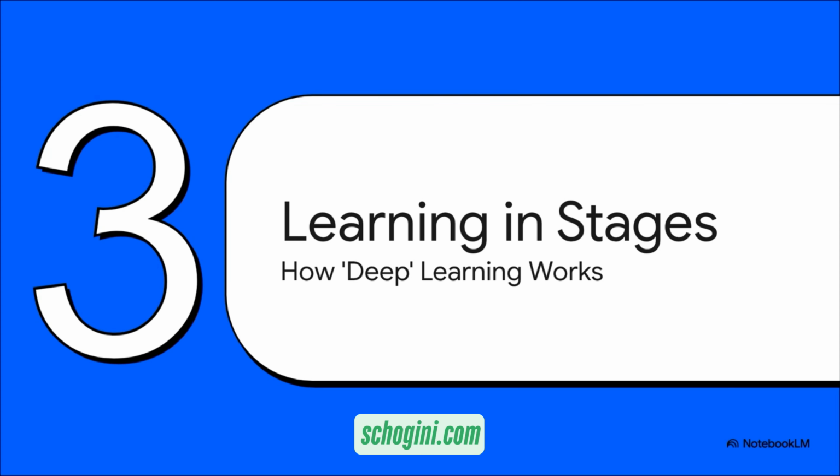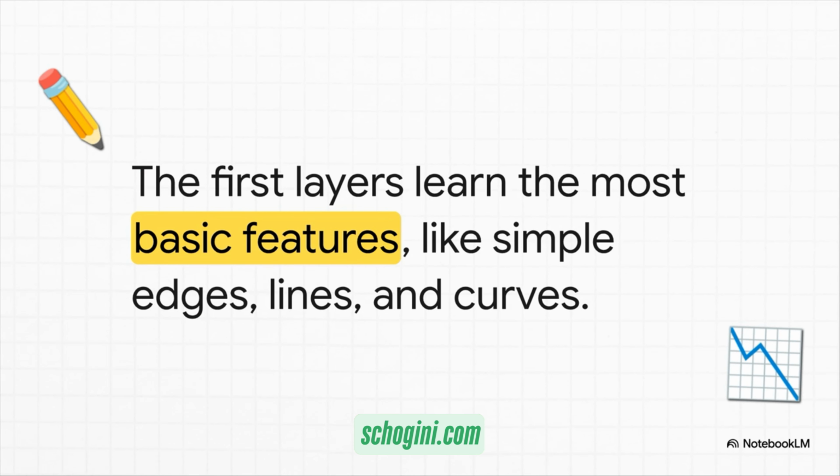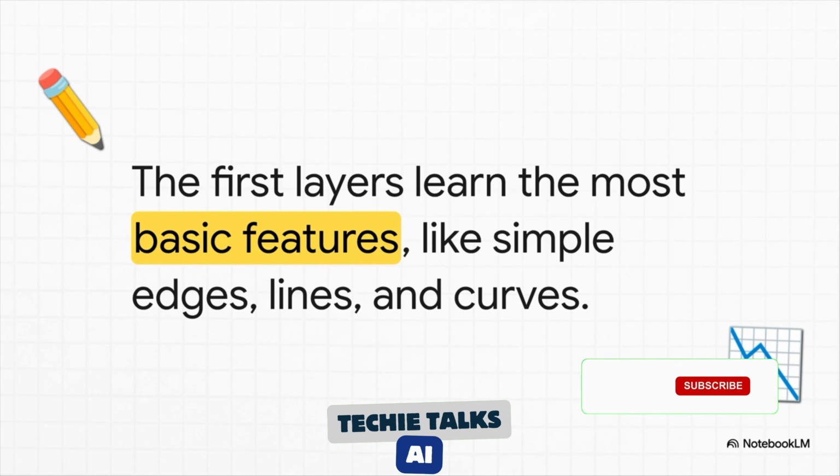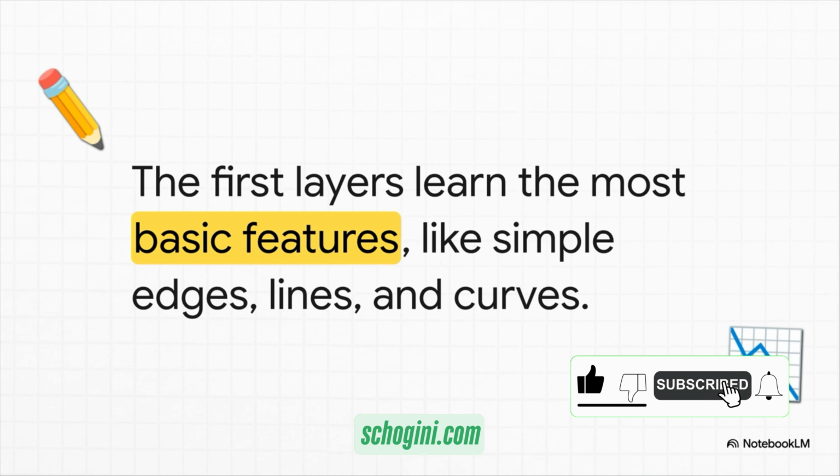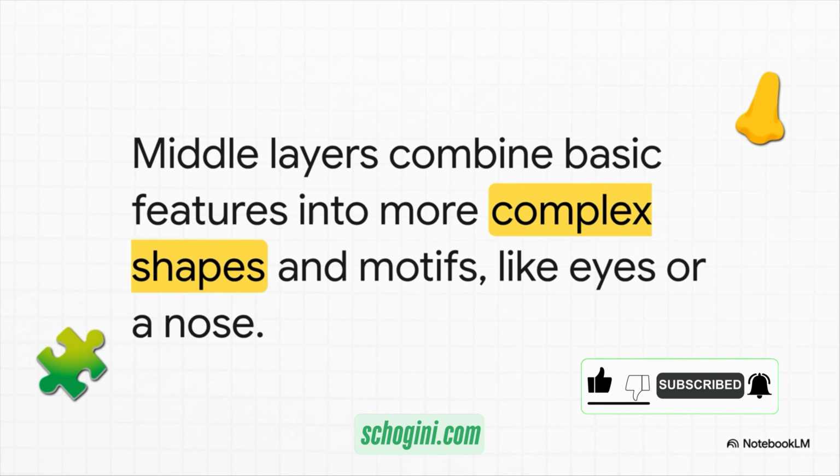It's all about learning in stages. Just imagine we're showing a deep network a picture of a face. The very first hidden layers, they don't see a face. They don't even see an eye. They see the most basic things possible. Simple straight lines, little curves, maybe some bright spots and dark spots. That's it.